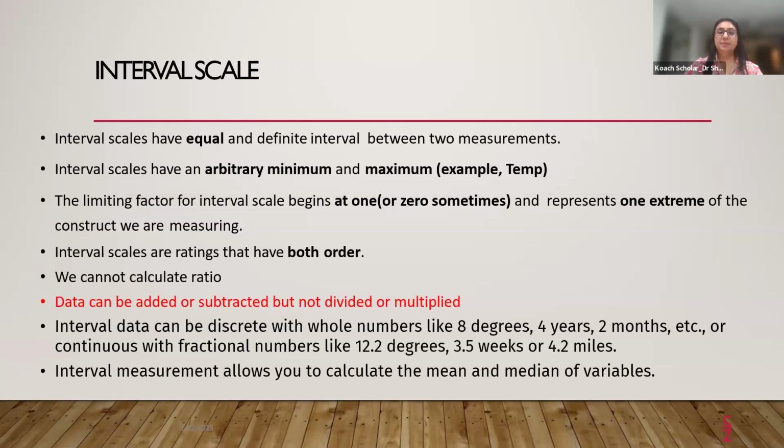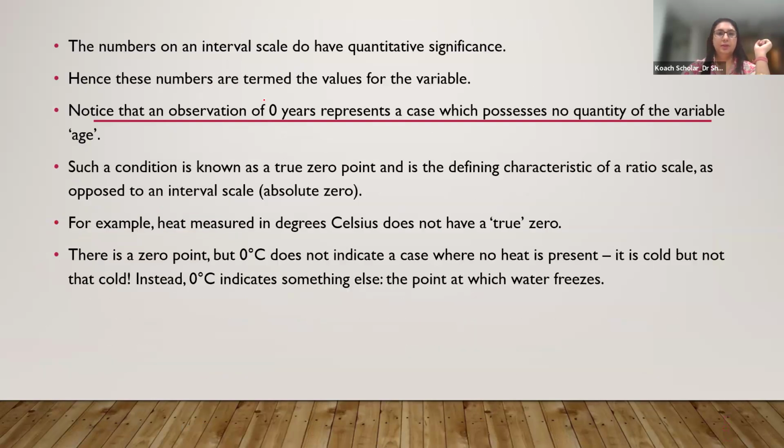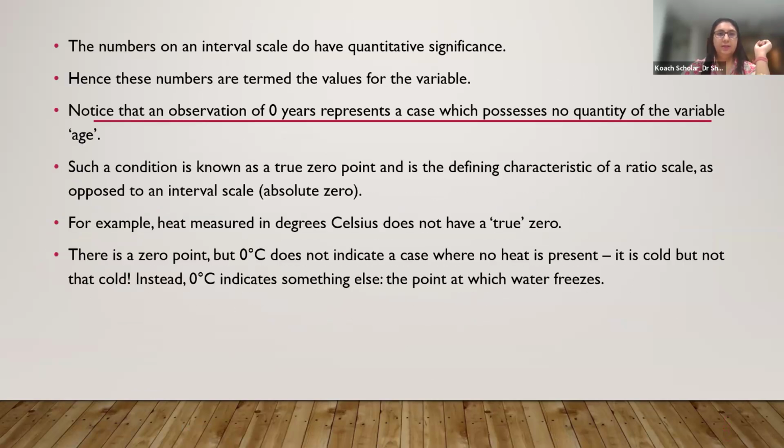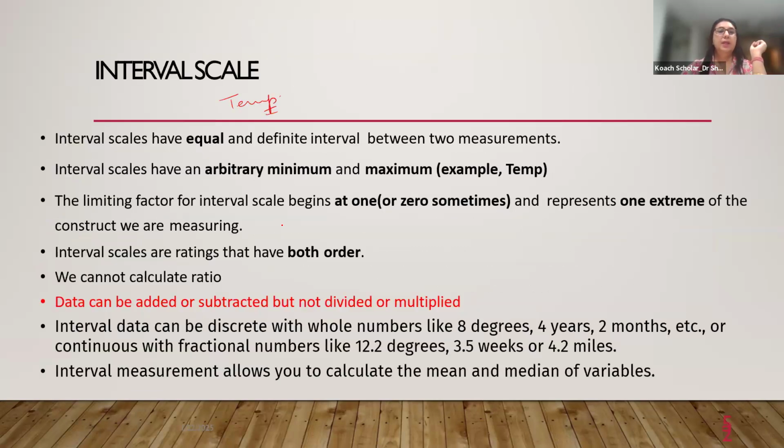Next scale is interval scales. They have equal and definite intervals between two measurements. For example, temperature is a very common example which we normally quote, right? Temperature, time, all these are interval scales, which have an arbitrary minimum and maximum. Example, temperature. If I say temperature 0, pressure 0, does that mean that there is no pressure or no temperature? No. So the 0 that exists in the interval scale is an assumed, arbitrary 0, right?